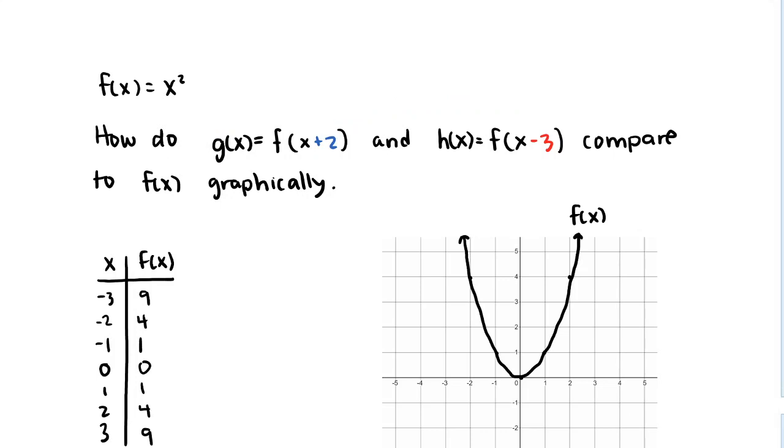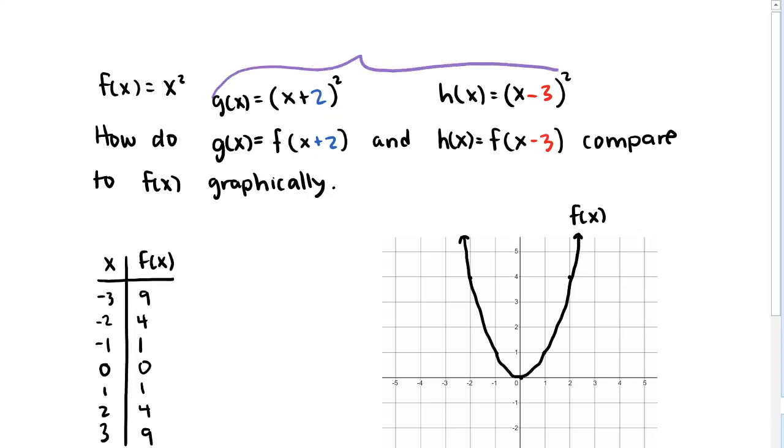So g of x, right, what does that really look like? F of x plus 2, that's taking my f function and replacing the input with x plus 2. And then squaring that. So that's my g function. And then here, my h function, really that's the same as f, with the input replaced with x minus 3. So these correspond to horizontal shifts of our f function.